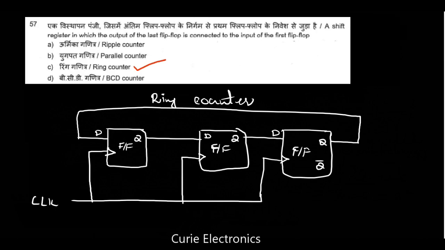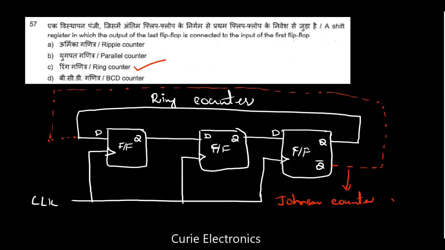And now one more thing I'll tell you. If you take this Q complement and connect it to the input, instead of the Q, then it is a Johnson counter, or it is known as a twisted ring counter.